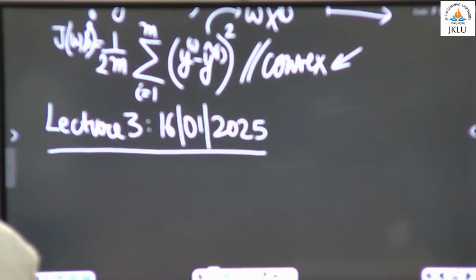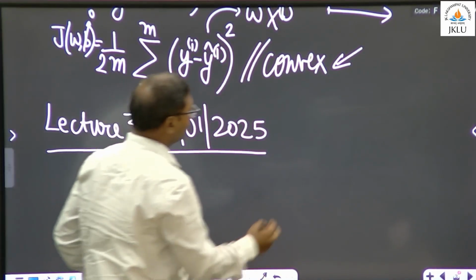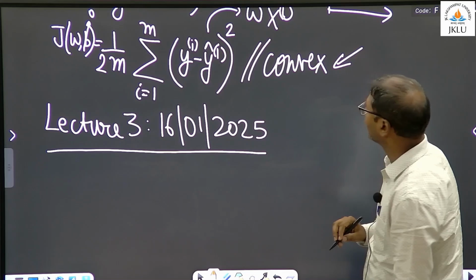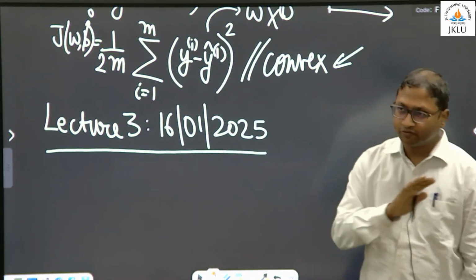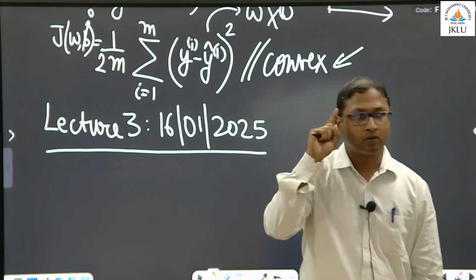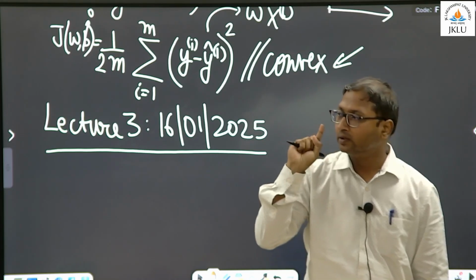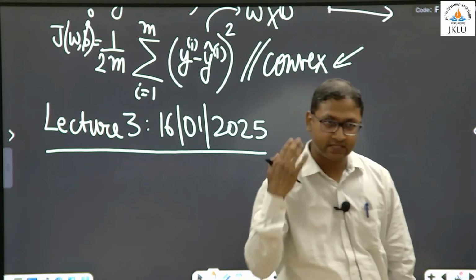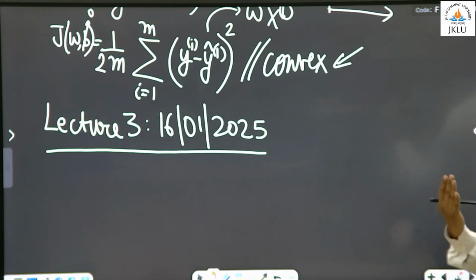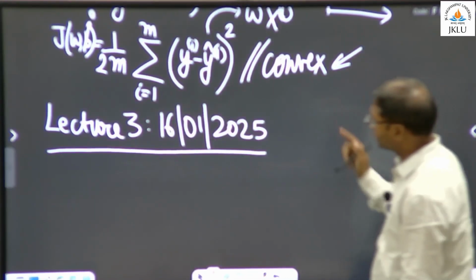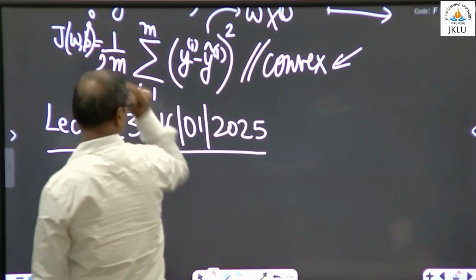For us, convex is a very simple thing. Essentially, for us, there will be only one minima, and since there is only one minima, that is also the global minima. So this is what we have. Now this is the cost function.